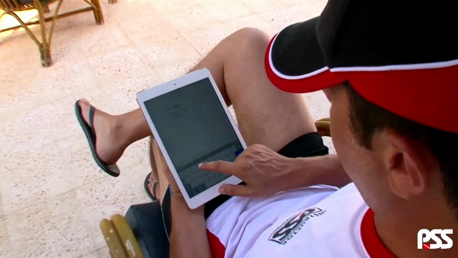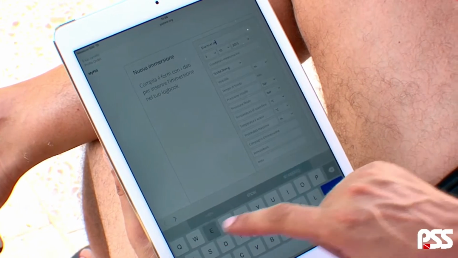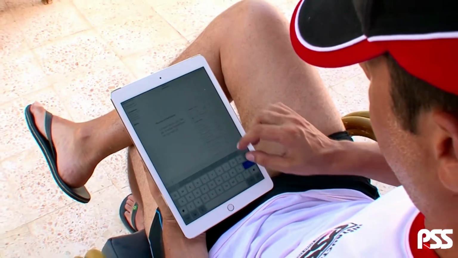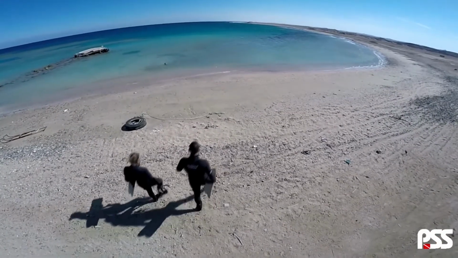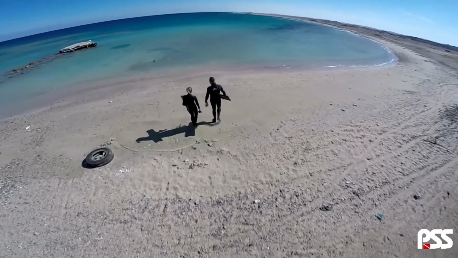Remember to record the amount of weight you use for each dive excursion in a logbook, so it will be easier in the future to choose the right amount of weight in every situation. In any case, you must check the amount of weight at the beginning of every freediving excursion.